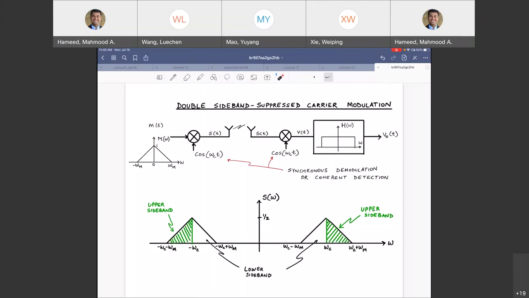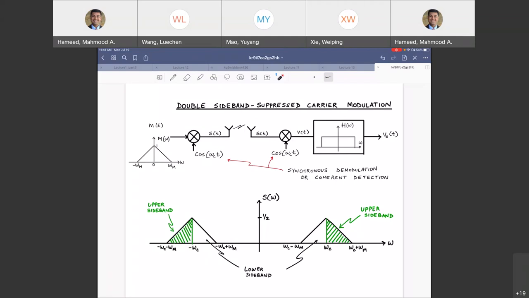So this is an example of suppressed carrier modulation. You're suppressing the carrier. You see, there's no carrier here, right? If there was a carrier, you would have seen an impulse there and there. You don't see it, so it's a suppressed carrier modulation.